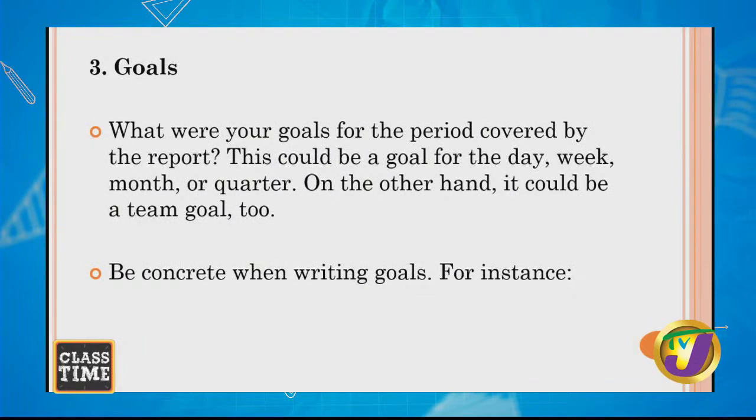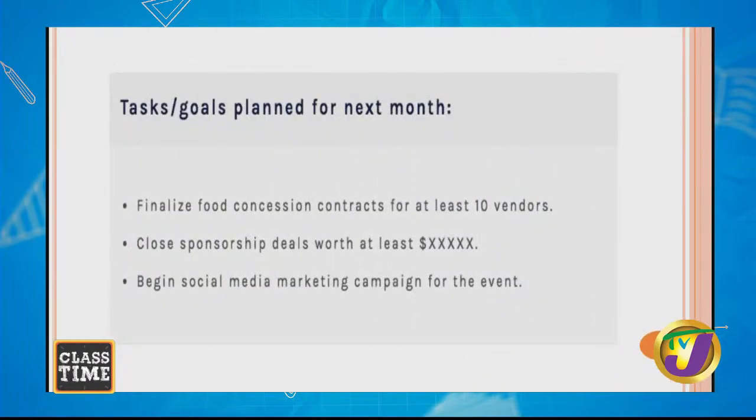Goals. What were your goals for the period covered by the report? This could be a goal for the day, week, month, or quarter. On the other hand, it could be a team goal too. Be concrete when writing goals. For instance, finalize food concessionaires contracts for at least 10 vendors. Close sponsorship deals worth at least, and you will put the figure. Begin social media marketing campaign for the event. So you're specific, right? So you would include specific things in your goals.